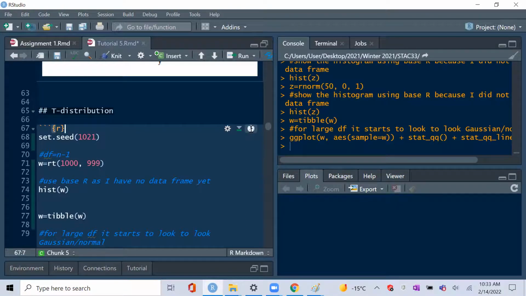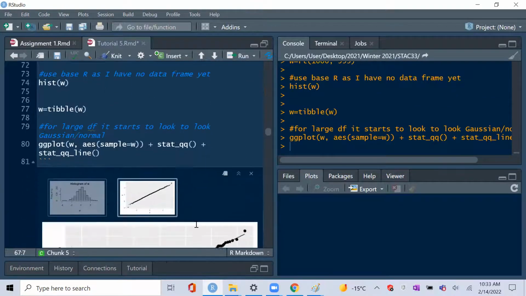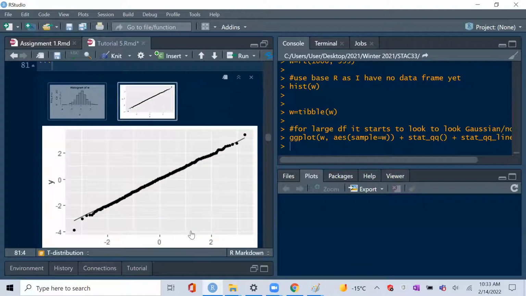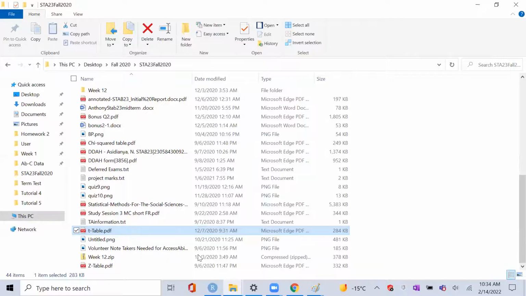You will see that it looks like this. Anyone know what happened here? I think this is kind of neat. This is like our theories making a lot of sense. Does anyone know what happened here? And I'm going to actually pull up my T thing, my T table.